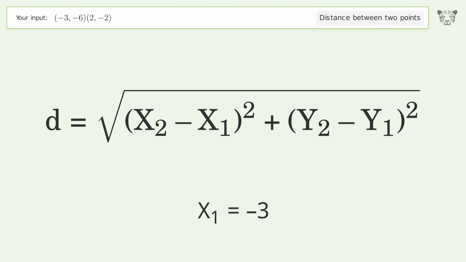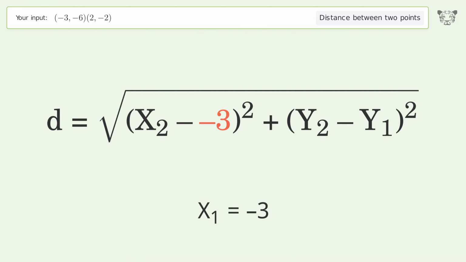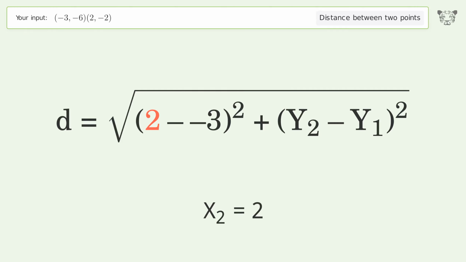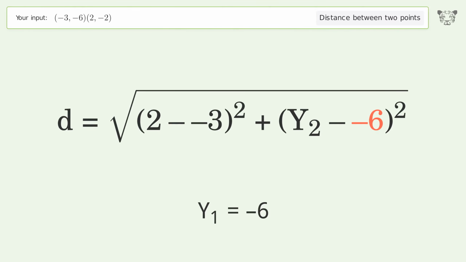x1 equals -3. x2 equals 2. y1 equals -6. y2 equals -2.